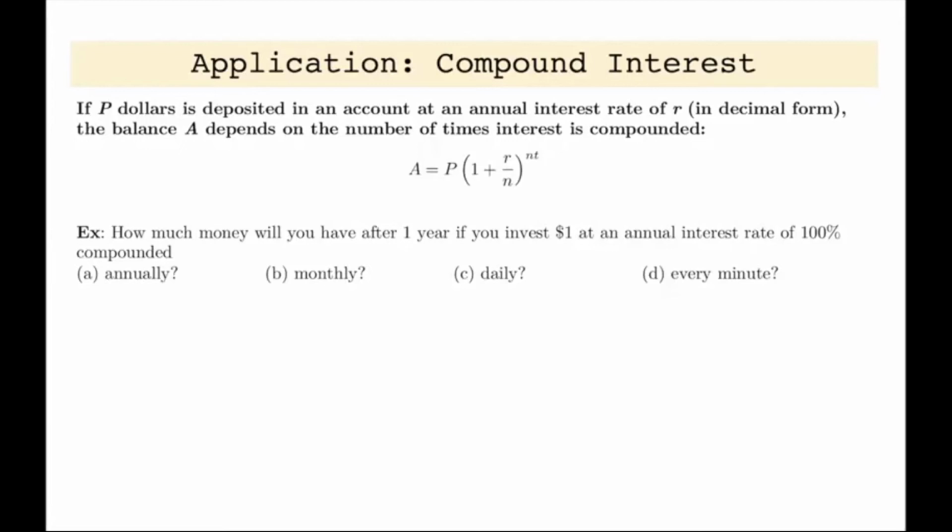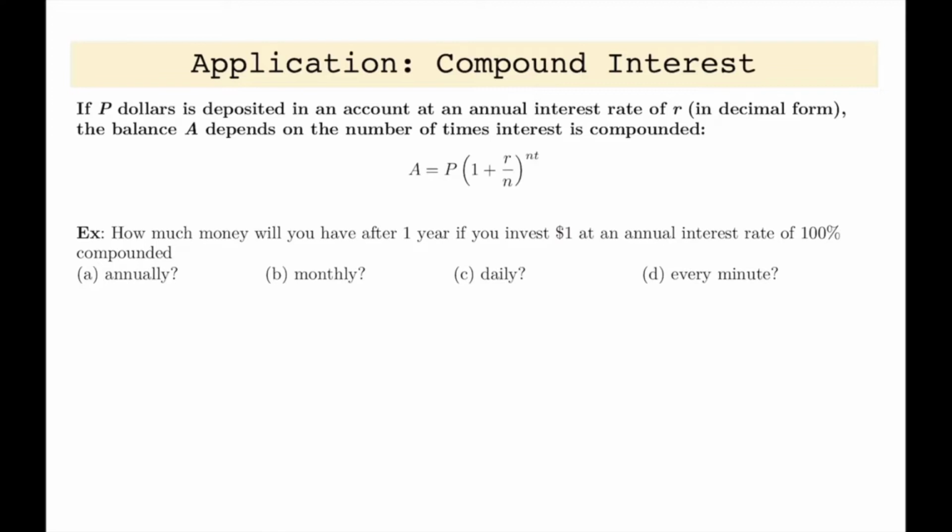All right, one of our main applications in the exponential section is to an economics concept called compound interest. So I know you've seen this formula before, but let's make sure that everyone knows what the letters all represent. So we start with P dollars deposited in an account at an annual interest rate of R for rate, and this has to be in decimal form. Then we can calculate the balance A depending on the number of times that the interest is compounded.